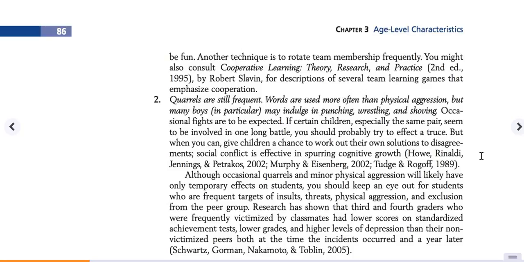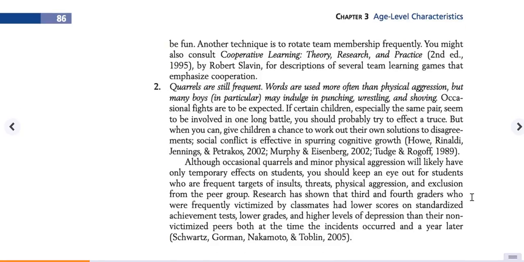Social conflict is effective in spurring cognitive growth. Although occasional quarrels and minor physical aggression will likely have only temporary effects on students, you should keep an eye out for students who are frequent targets of insults, threats, physical aggression, and exclusion from the peer group. Research has shown that 3rd and 4th graders who were frequently victimized by classmates had lower scores on standardized achievement tests, lower grades, and higher levels of depression than their non-victimized peers, both at the time the incidents occurred and a year later.